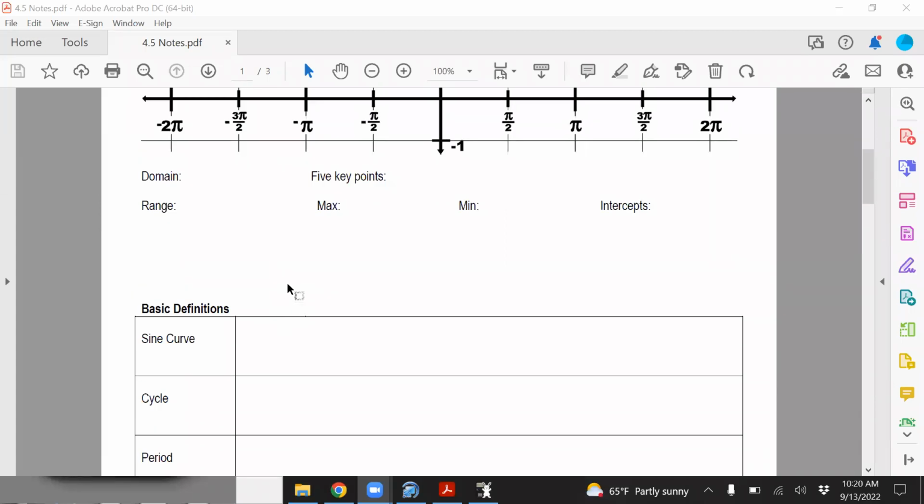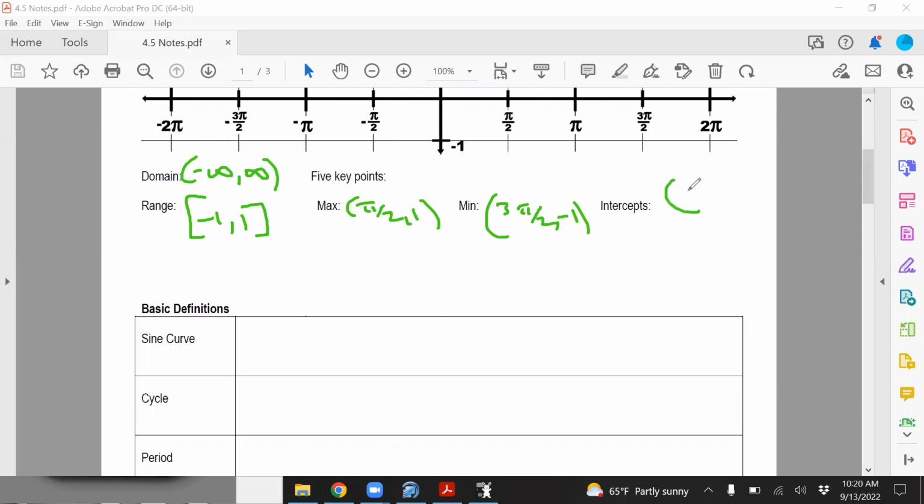Now, some other finer details we need. Let me write it again. Sorry, I didn't realize that was down below. So the domain's this, the range is this. And you usually have 5 key points. You have a high at (pi/2, 1), a low at (3pi/2, -1), and x-intercepts at (0, 0), (pi, 0), and (2pi, 0).